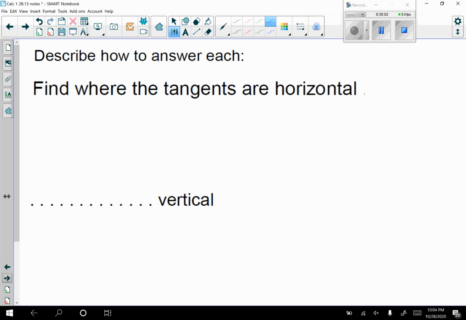And what about this? Find where the tangent lines are horizontal first. Horizontal means slope is 0, and that means we're going to solve where the dy dx equation equals 0. With a fraction, that's the numerator equals 0. Okay? So what would make it vertical? Vertical slope, or vertical line slope, is undefined. Okay? So how do you make something undefined?